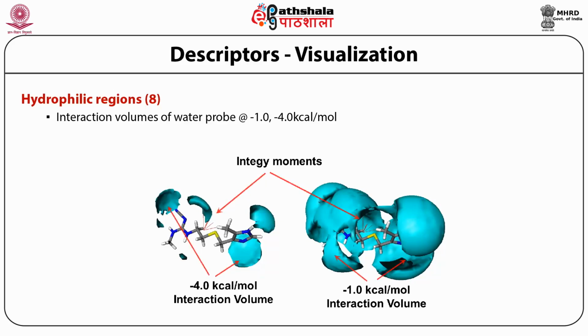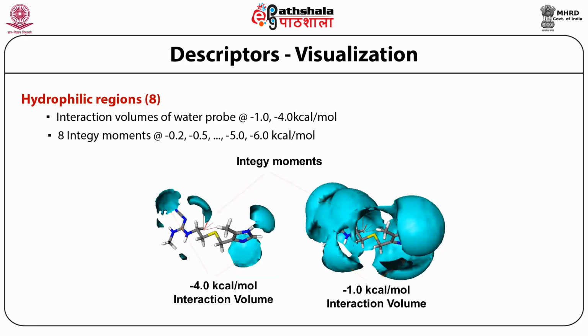That's why it is pervasive, almost covering all parts of the small molecule. But there are 4 moments there too. Hence, you can calculate these integer moments at the 8 values. So one is -4 kilocalorie per mole or -1 kilocalorie per mole. So one must understand that we can actually calculate as many functions like these as illustrated here.